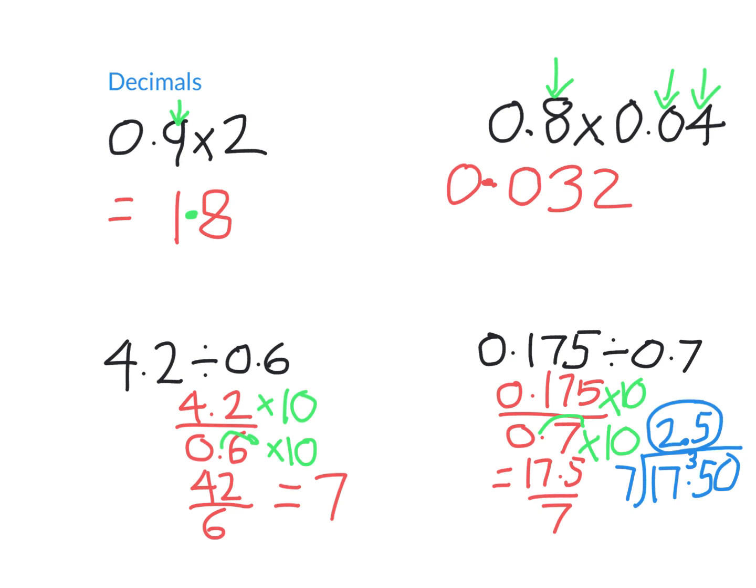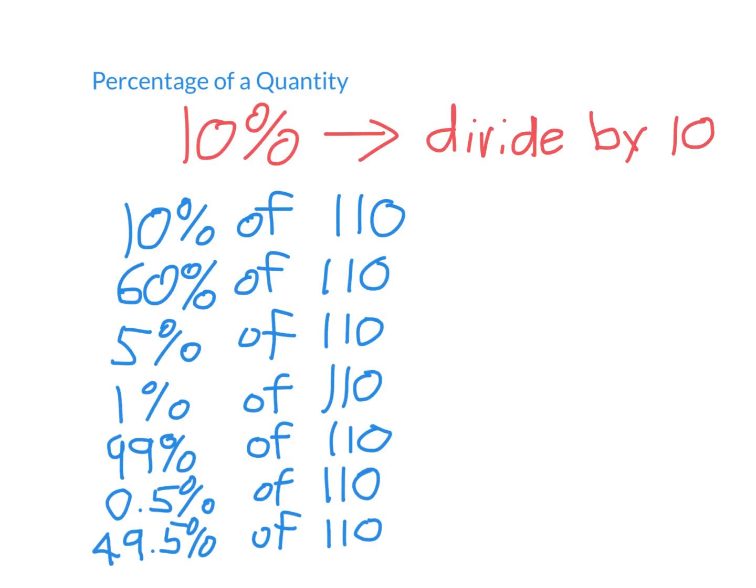All right, let's now look at some percentages. So we're looking at finding a percentage of a quantity. Questions like 10% of 110. Well, to find 10% of a quantity, you just divide by 10. So 10% of 110, I just go 110 divided by 10, which you know is 11. So that's really important. If you can find 10% of a quantity, you can find heaps of other quantities.